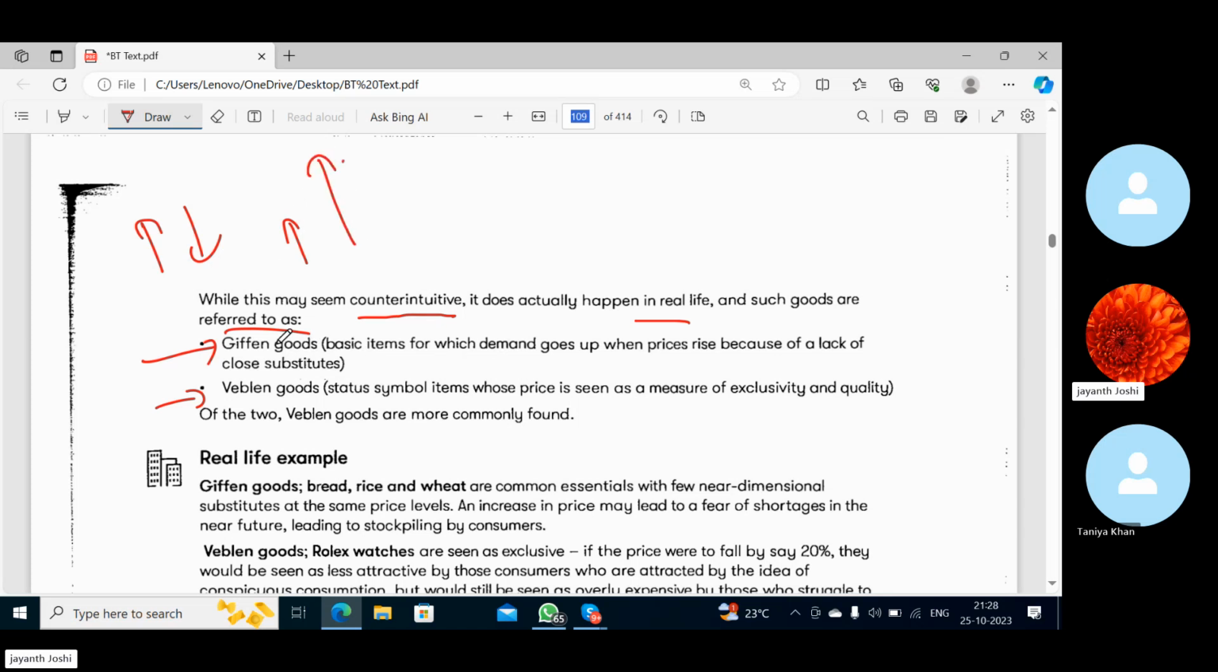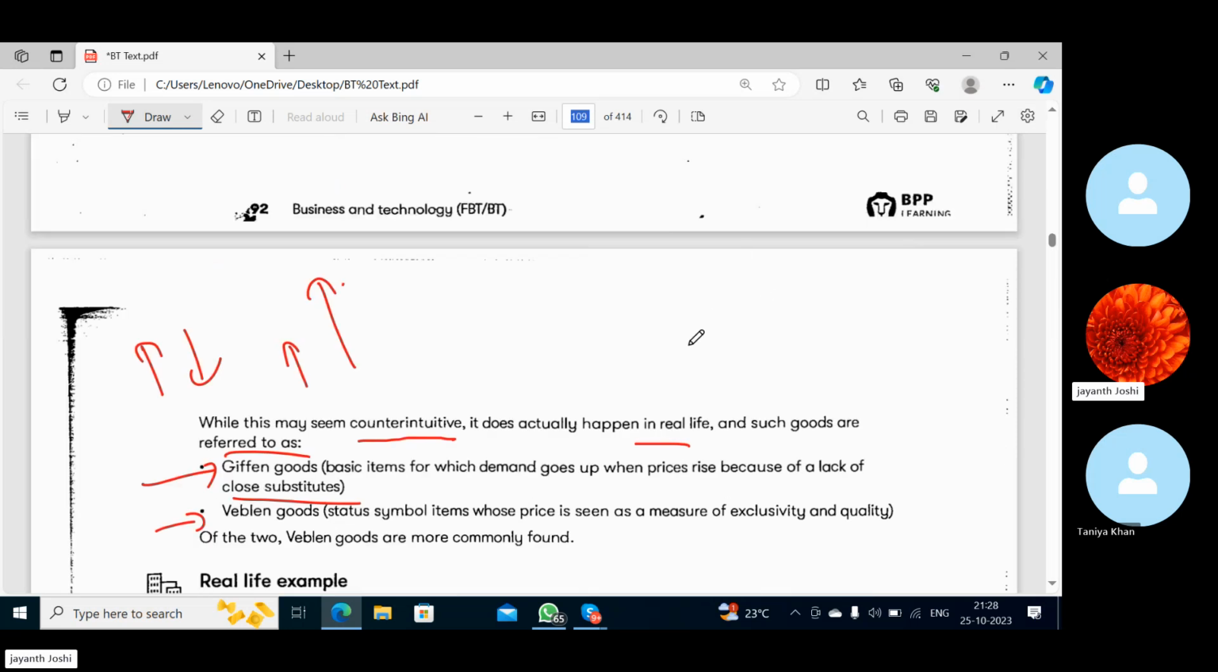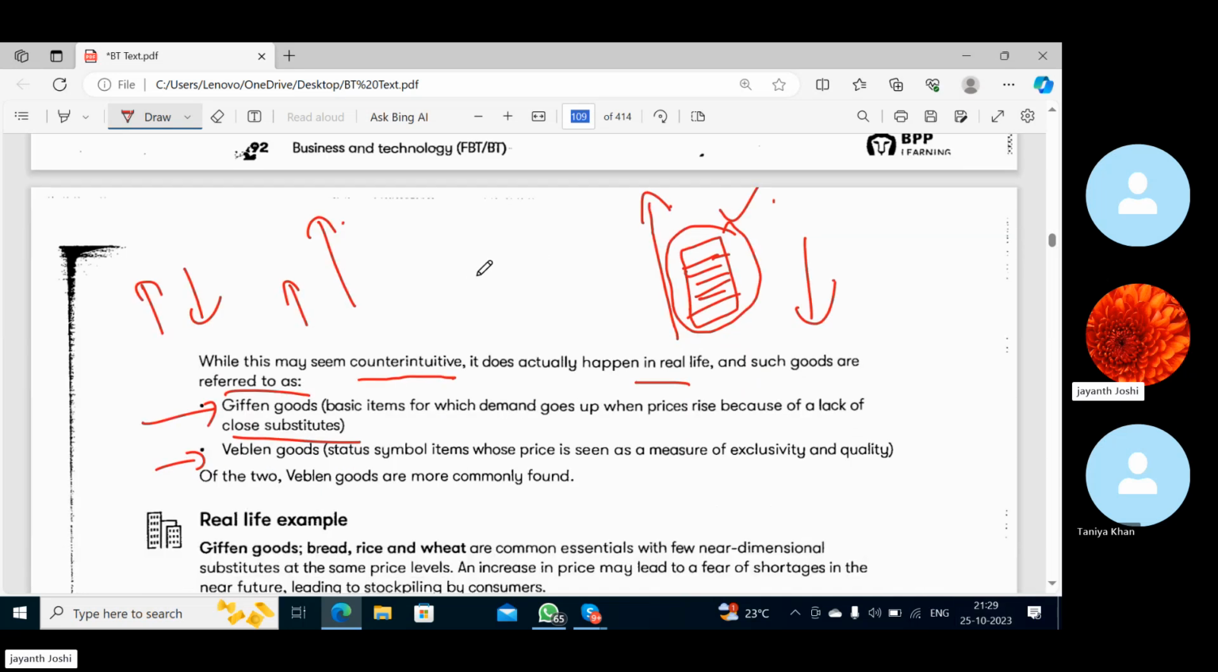How? We are speaking about Giffen goods, basic items for which demand goes up when prices rise because of lack of close substitutes. There is no substitute for them. The people of the UK are dependent on bread, right? Bread is their staple food. They can survive without meat, but they cannot survive without bread. The meat prices were going down and the bread prices were going up, but still they were buying more bread because there is no close substitute. UK people are not like us Indians, who can shift to rice or some other thing. They just have a proper staple food, like bread.